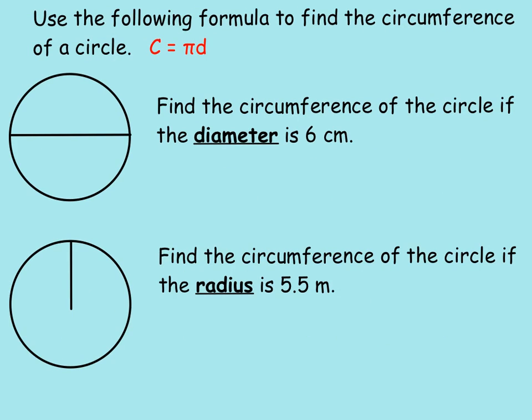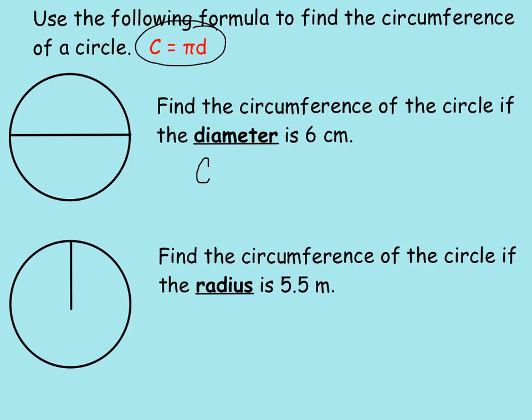All right, so let's go ahead and use the formula to find the circumference of a circle. Remember, circumference is really just the distance around the circle, kind of like the perimeter. In order to find the circumference, we're going to use the formula C equals pi times the diameter. So let's go ahead and take a look at our first circle. The diameter is equal to 6 centimeters.